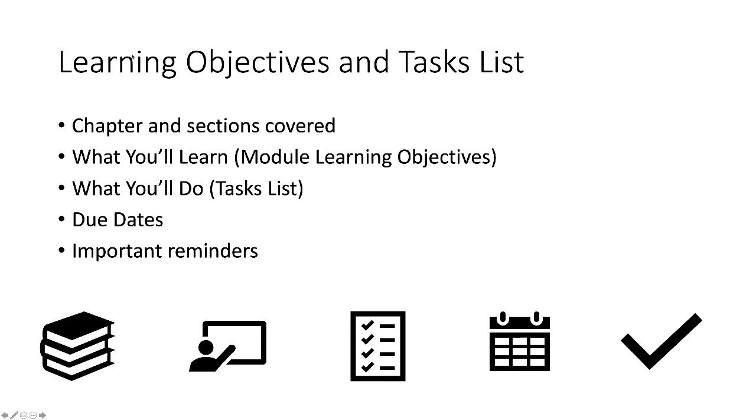After you read through the introduction screens, you'll come to the learning objectives and tasks list. On this page, you'll find important information about the module. You'll find the chapter and sections covered, what you'll learn, these are the module learning objectives, what you'll do, this is your tasks list, due dates, and important reminders. As an example, let's take a look at the learning objectives and tasks list for Module 2.